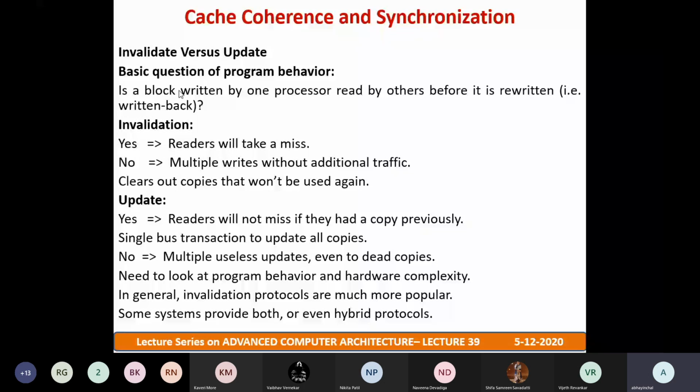Then in write update, readers will not miss if they had a copy previously. A single bus transaction updates all the copies, whereas multiple useless updates, even to dead copies, will occur in update protocol, because the data is stored over there. We need to look at program behavior and hardware complexity. In general, invalidation protocols are much more popular. Some systems provide both, sometimes called hybrid protocols.